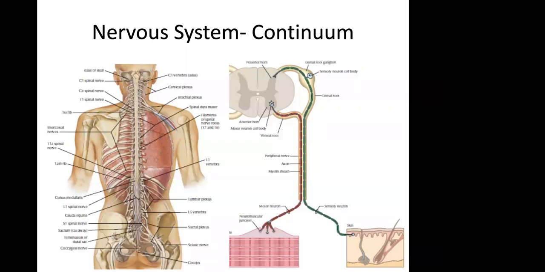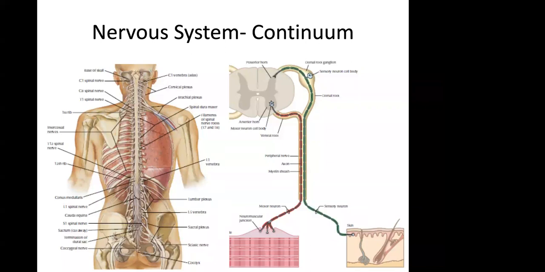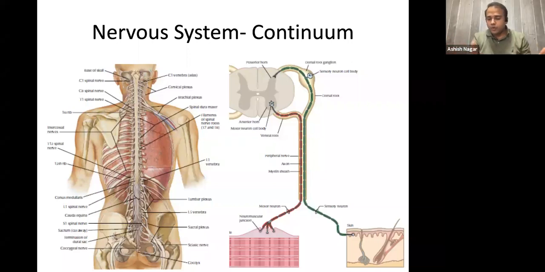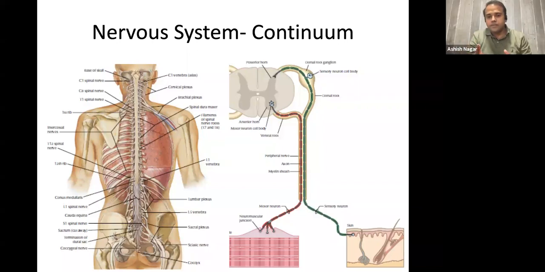Through the dorsal and the ventral horn together, they will form a nerve, which could consist of both sensory and motor fibers. A few nerves could be purely sensory, a few nerves could be purely motor. So among those nerves, we would be specifically focusing on a few important nerves and how to assess and mobilize them clinically.